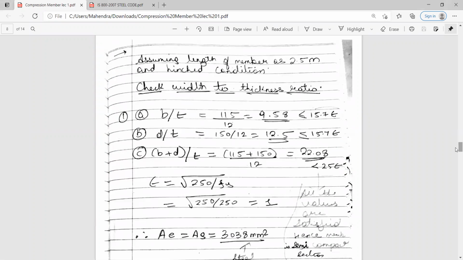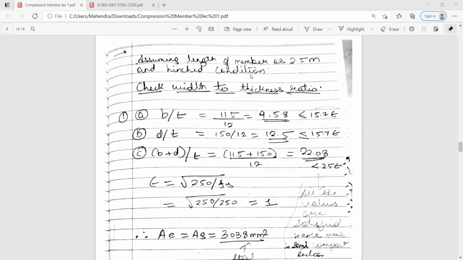First of all, you need to assume the length of the member as 2.5 meter and assume the hinged condition as shown. For this, you will check the width to thickness ratio, that is b by t. b is the width of the outstanding leg. The width of the angle section is 115 and the thickness is 12. So just substitute the values.